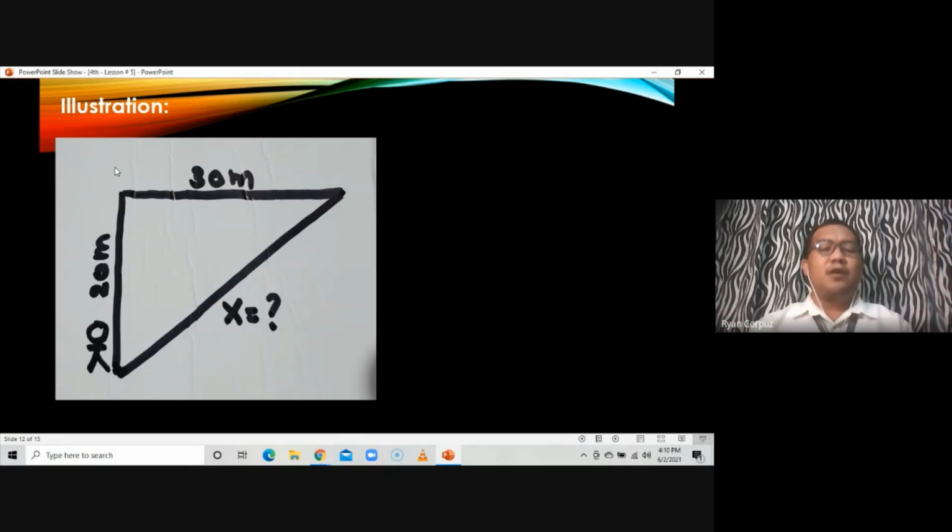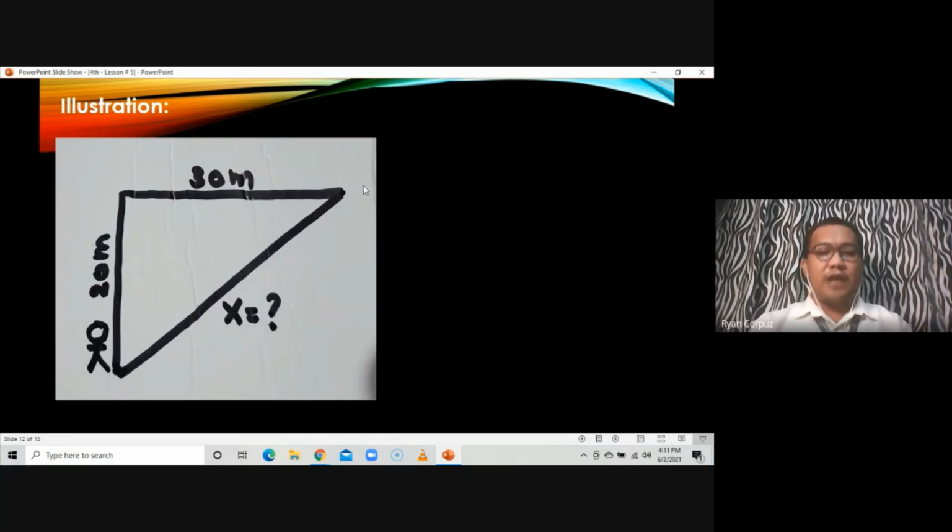Due north. Then 30 meters due east. East is to the right, tama. That's to the left is west. So due east, that is to the right, 30 meters. Then, gaano daw kalayo yung man na yon from the starting point.